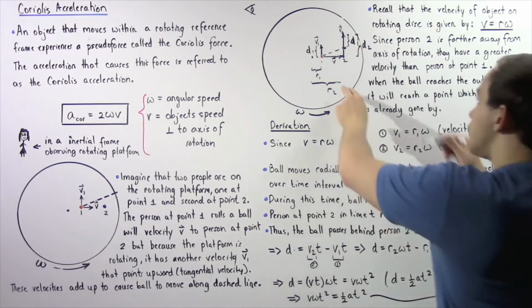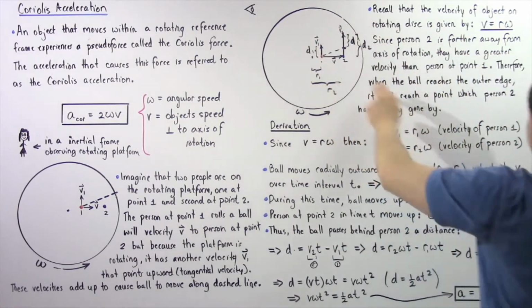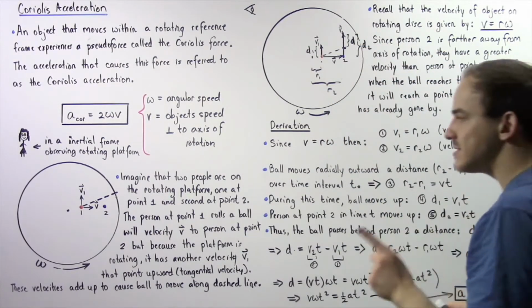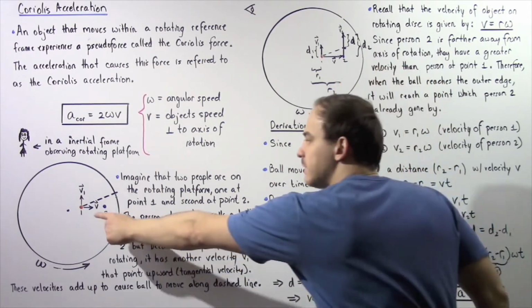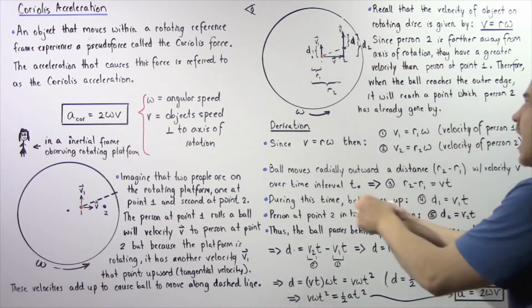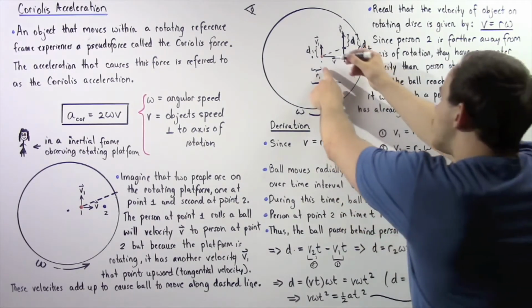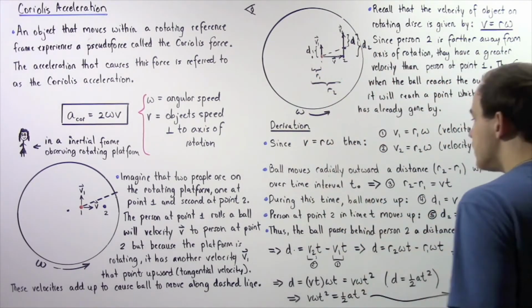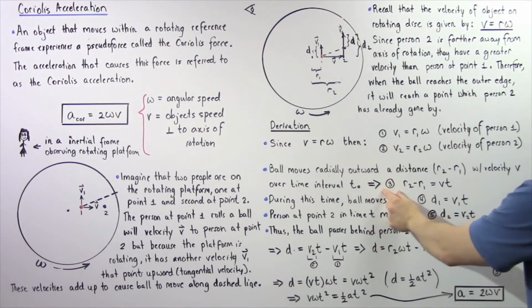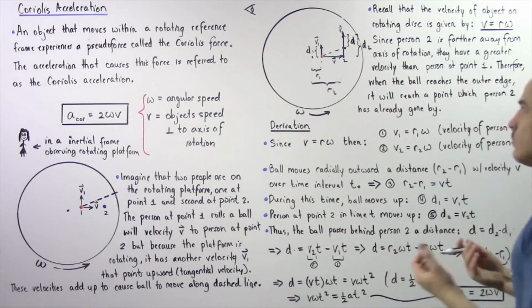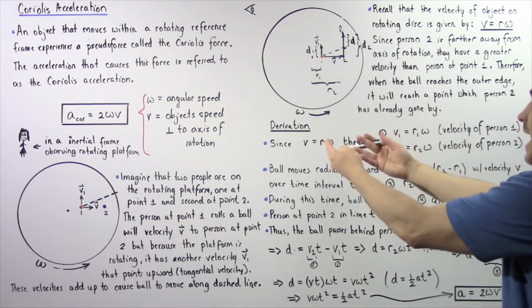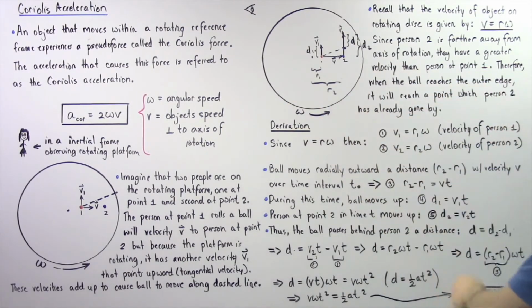Now, the velocity of the ball along this horizontal axis is given by v. That's the same velocity that person 1 gave to that ball. So if the time that has elapsed during this trip is given by t, then we can find equation 3. r2 minus r1, this distance, is equal to the velocity of the ball along the horizontal axis, v, multiplied by t. Let's call this equation 3.